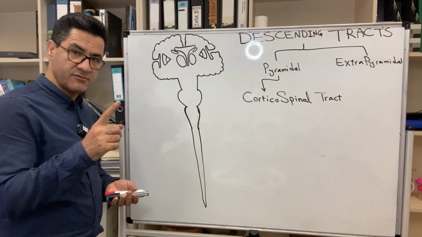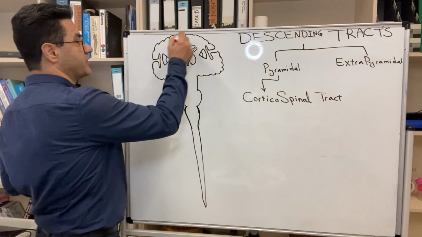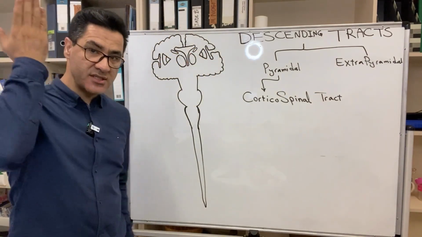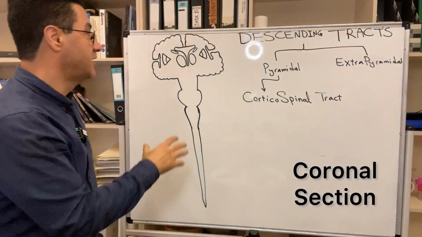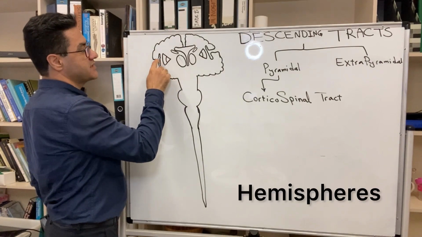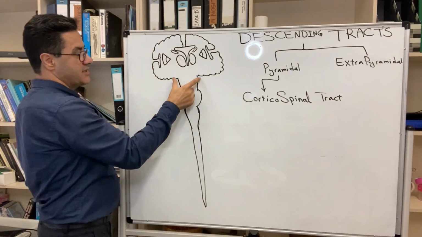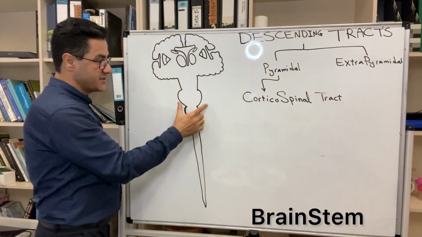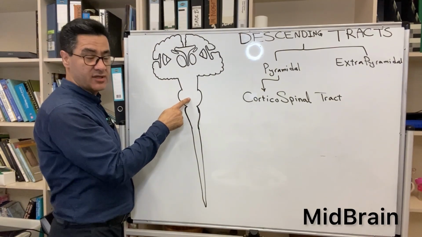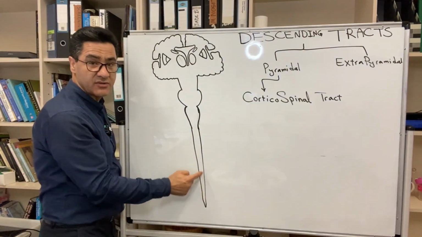So the first question, where is the cell body of the upper motor neuron? Here is the brain. In this image, you can see the brain at the top. This is a coronal section. You can see right and left hemispheres of the brain, and you can also see some deep nuclei. Down here we have the brain stem. At the top we have the midbrain. In the middle you can see the pons. Down here you can see the medulla oblongata. And finally here is the spinal cord.